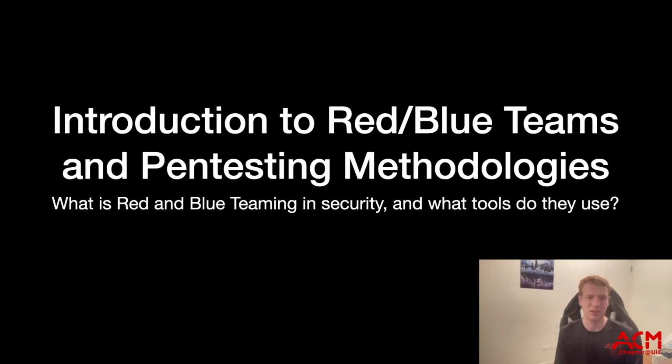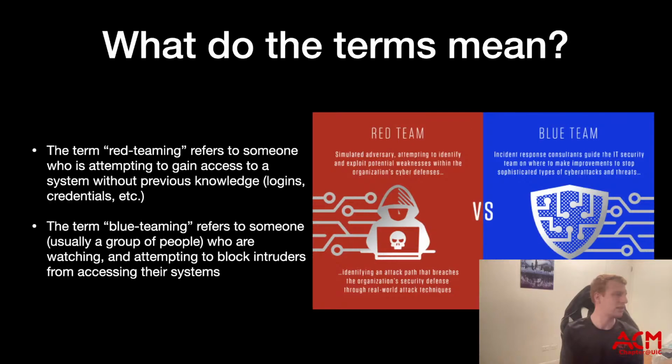So real quick, what is pen testing? Pen testing stands for penetration testing, so that includes penetrating a network or a system to gain unauthorized access. Now, pen testing is usually a red teaming activity. So in this case, we have a red and blue team. A red team will usually refer to somebody who is trying to gain access through pen testing means to gain privilege on a system.